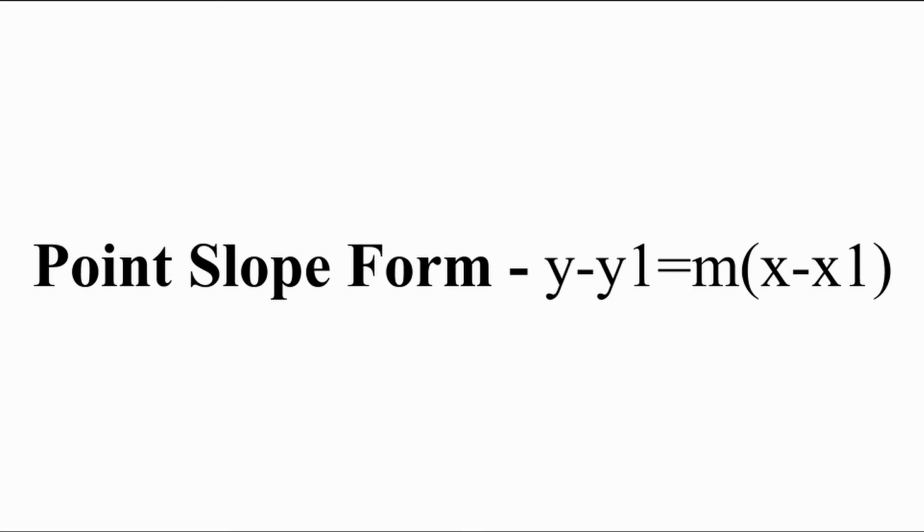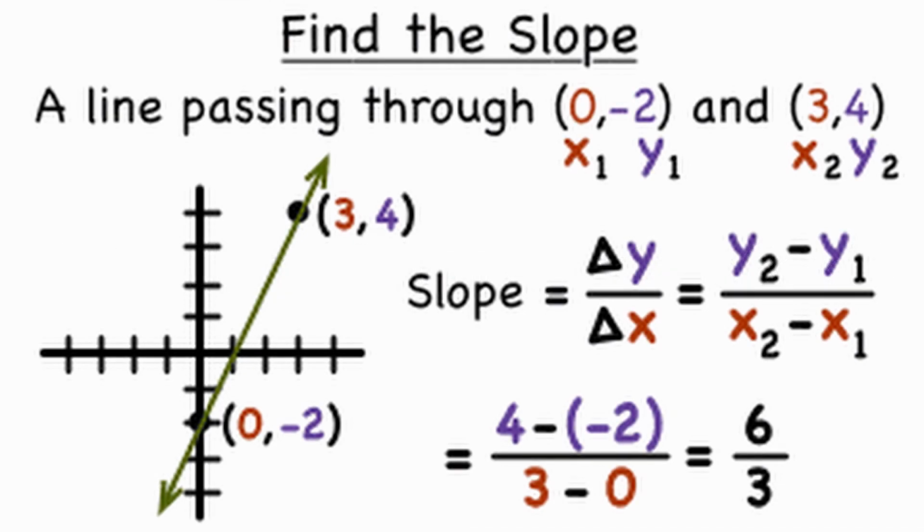Finally, there's point-slope form. This is written as y1 minus y2 equals m times x1 minus x2. M is equal to the slope, or constant of variation, and x, y can represent any point on the line. This form is useful if you already know the slope and are trying to find a specific point.